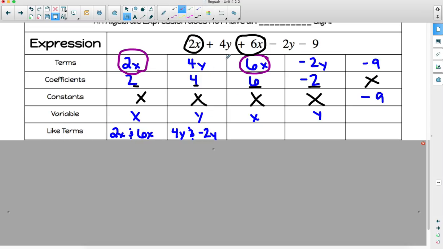And then I'm also seeing more terms, so I'm going to find if there are any more that match, and I see a 4y. Well, I also see over here this negative 2 has a y with it, so those are alike. Okay, and then in this example, I have one constant, which is negative 9. There are no other constants, so it is by itself. So we could actually write in here negative 9 is a like term by itself.